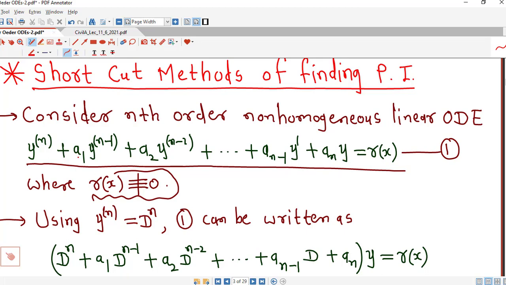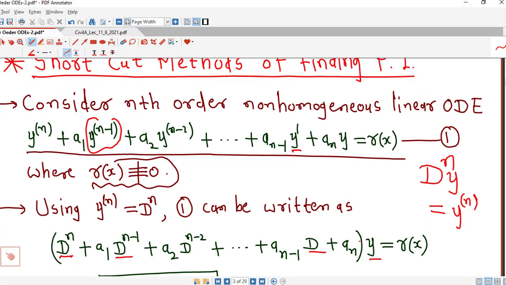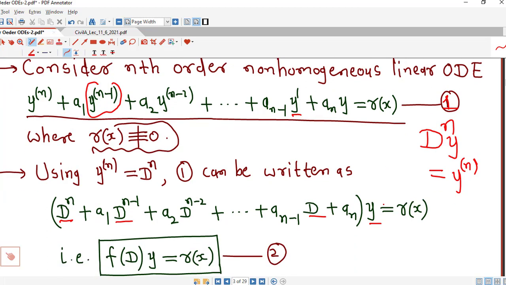Now first we write down this differential equation using that operator D. So if we consider D raised to n for nth derivative, then this nth derivative is replaced by D raised to n times y plus a1 times (n minus 1)th derivative is replaced by D to the power n minus 1 y. Similarly y dash is replaced by Dy and so on. So we have written another form of this given non-homogeneous equation.